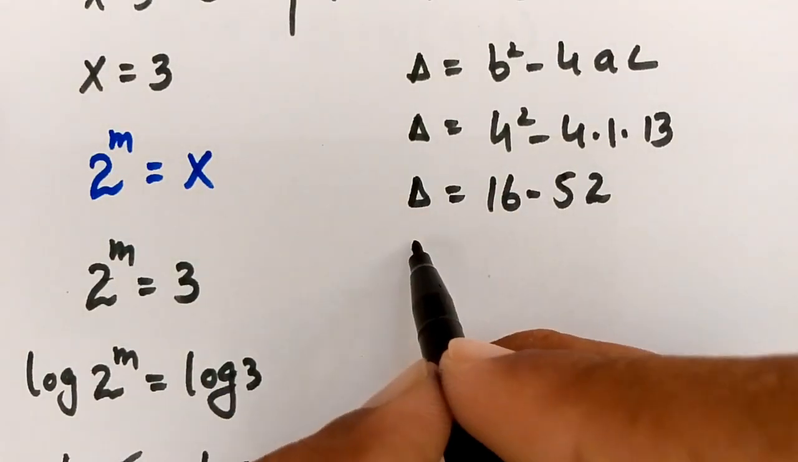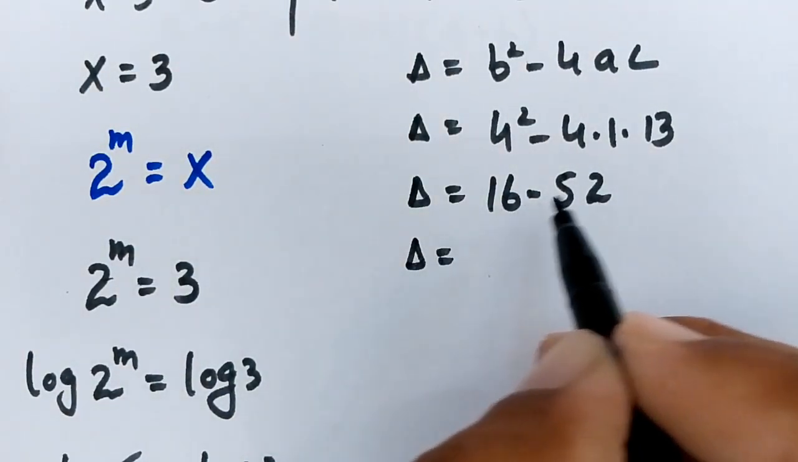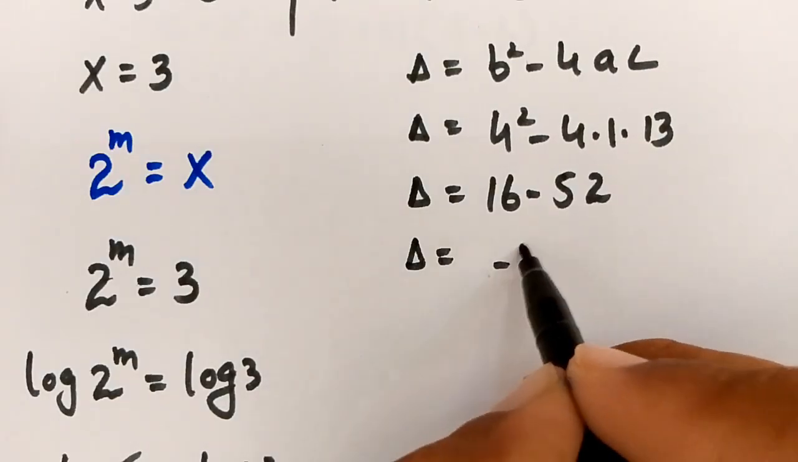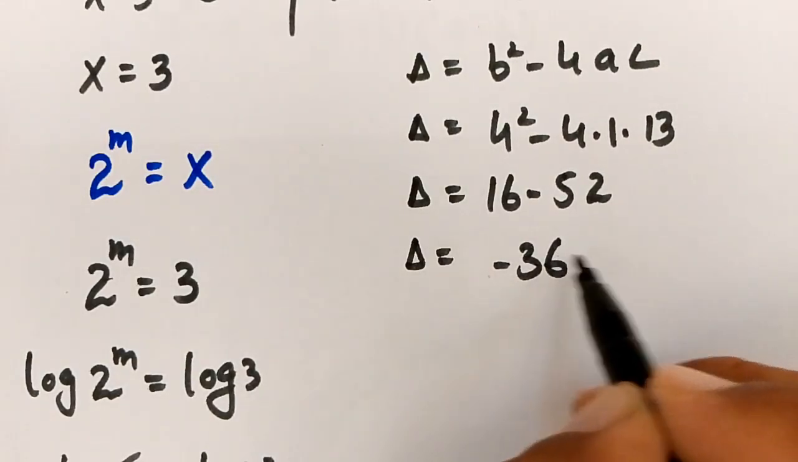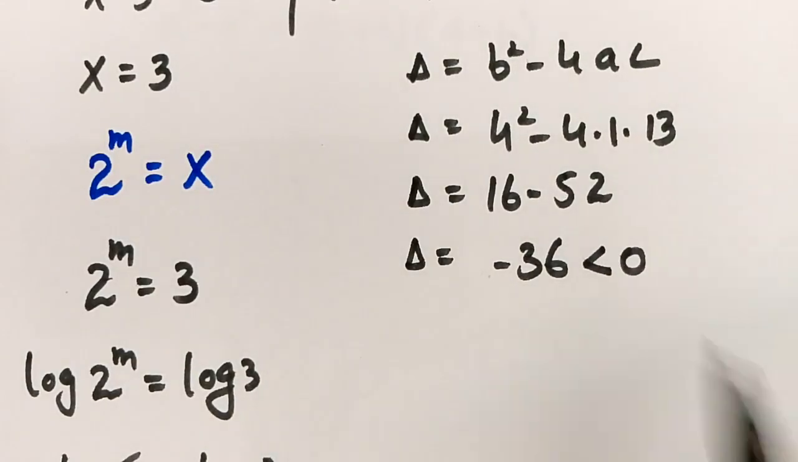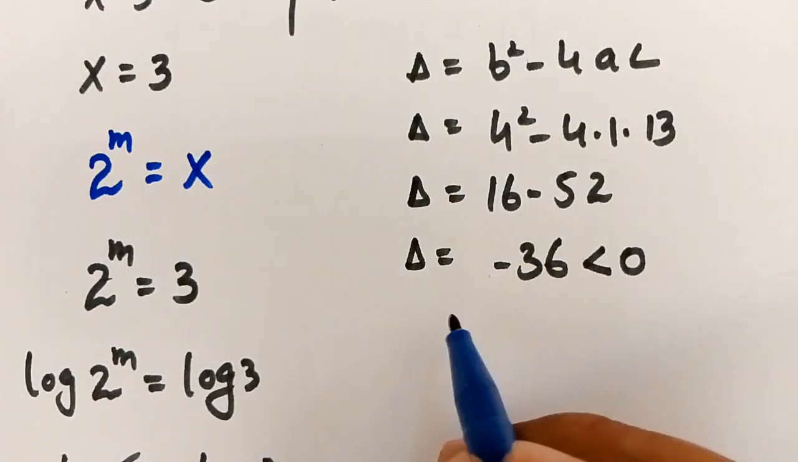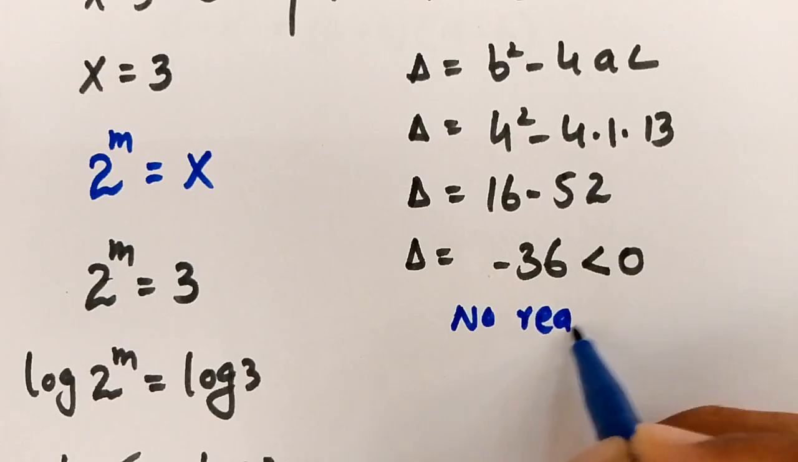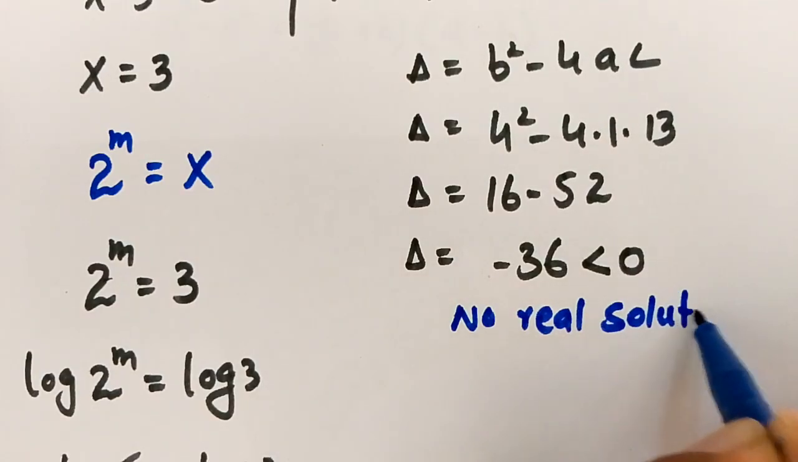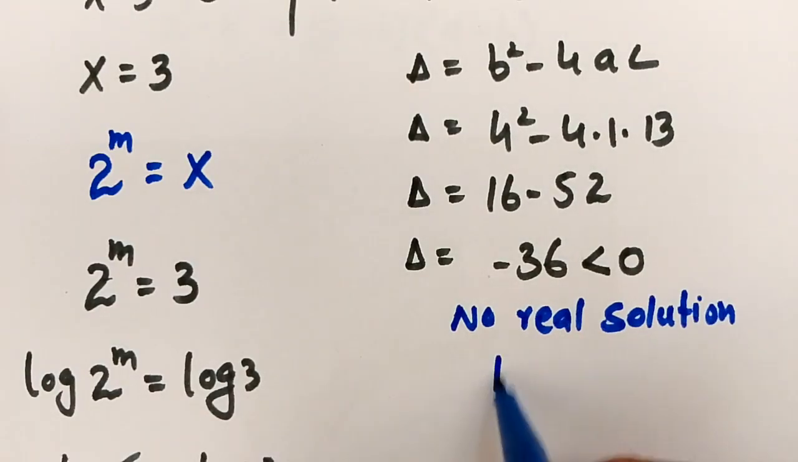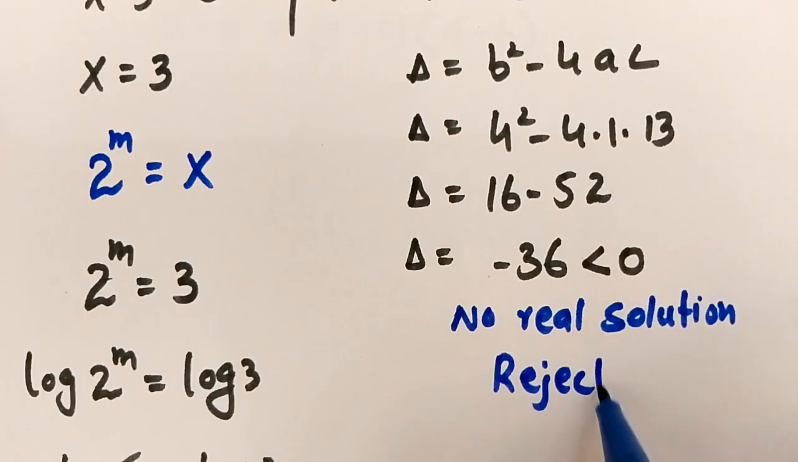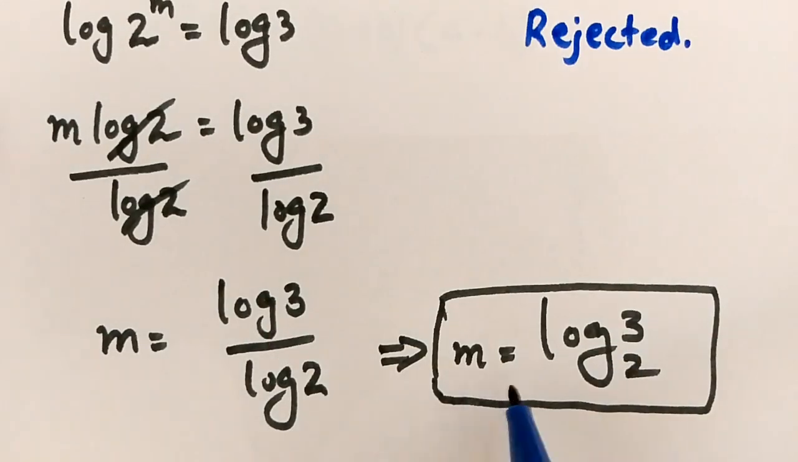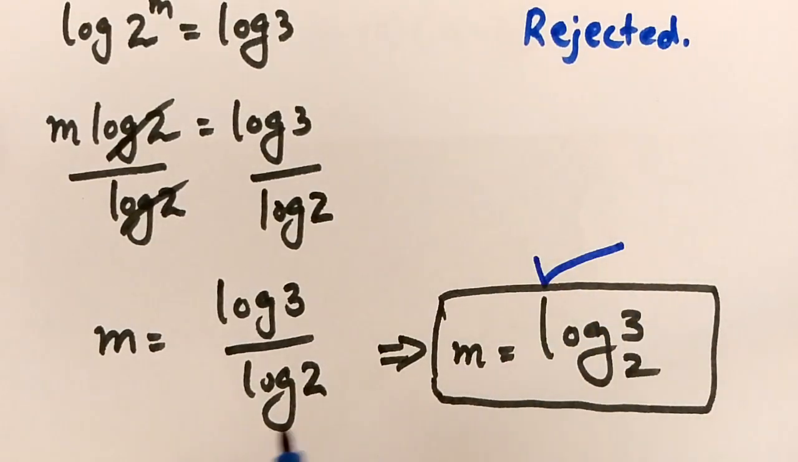Now in the next step, discriminant is equal to 16 minus 52 is equal to minus 36, and we know that this is less than 0, so this shows that it gives no real solution. So this is rejected. So our final answer is m is equal to log of 3 with base 2. So this is the answer of this interesting question.